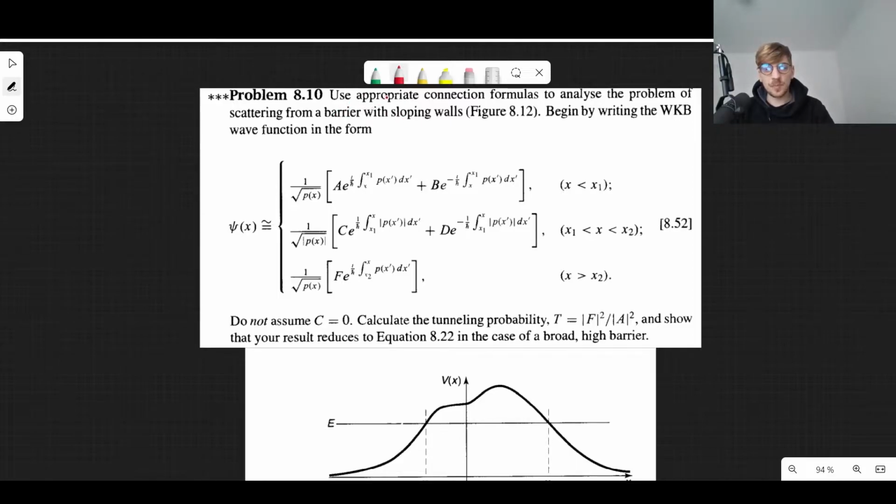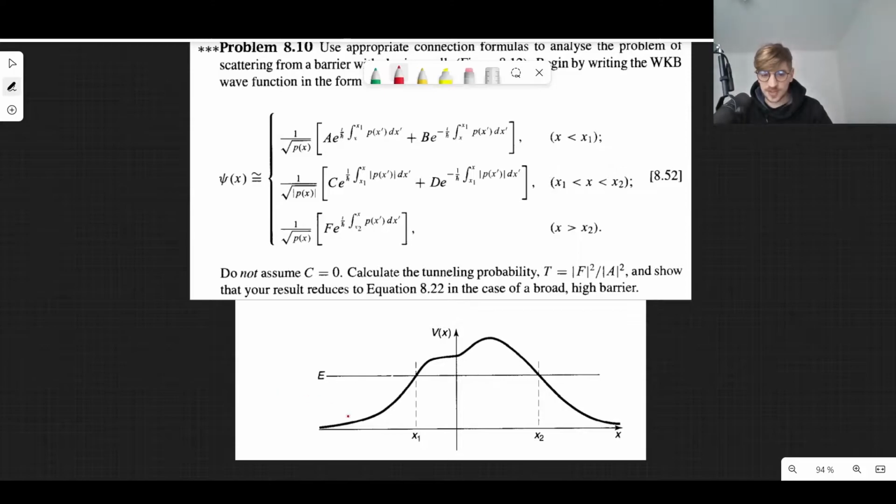It says, use appropriate connection formulae to analyze the problem of scattering from a barrier with sloping walls, which is the figure that we have right here, right? So we have a potential that is increasing, and then it is less than the energy up to a point x1, then it is greater than the energy, and then it begins to decrease, even though it doesn't really matter what happens here as long as the potential is actually greater than the energy. And then after some point x2, the potential will be smaller than the energy once again. So this is basically a barrier, but this time, unlike what we have seen before, the barriers are both sloping down. We don't have those just perfect infinite walls as we saw a few videos ago.